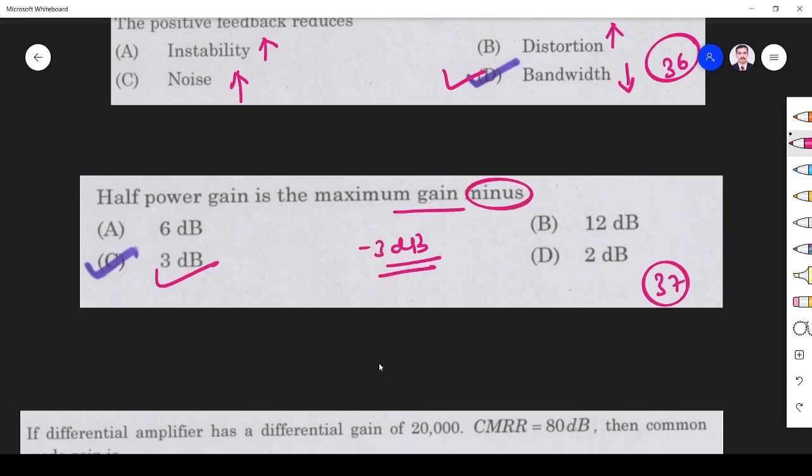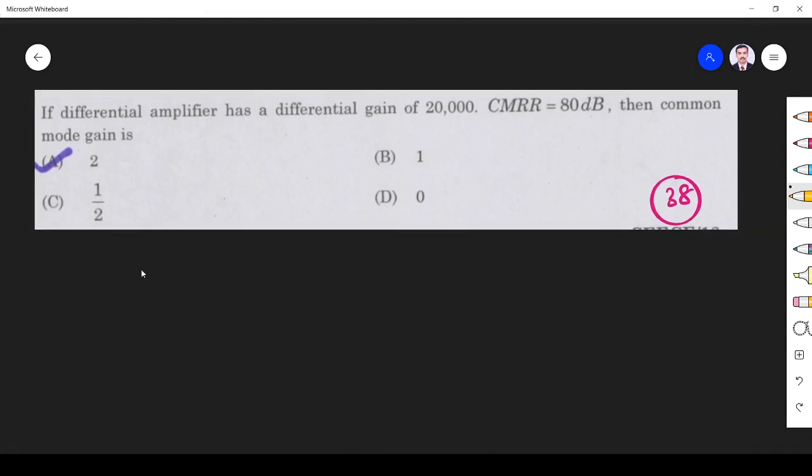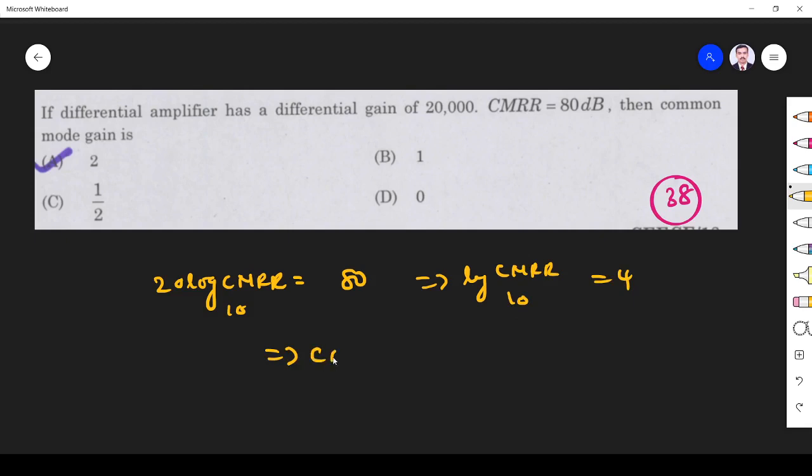Next, in a differential amplifier, the gain is 20,000 and CMRR is 80 dB. What is the common mode gain? The differential mode gain is given. First we must convert CMRR from dB to a number. 20 log CMRR is equal to 80. This implies log CMRR to base 10 is equal to 4. This implies CMRR is equal to antilog 10 to the power 4, that is 10,000. CMRR we found to be 10,000. So what is the CMRR equation?